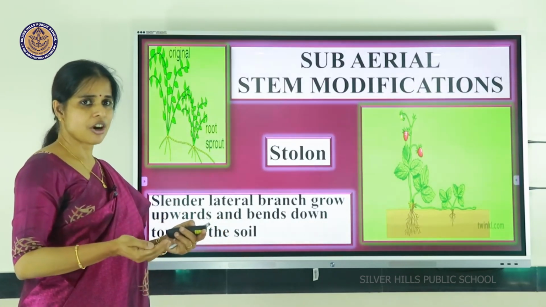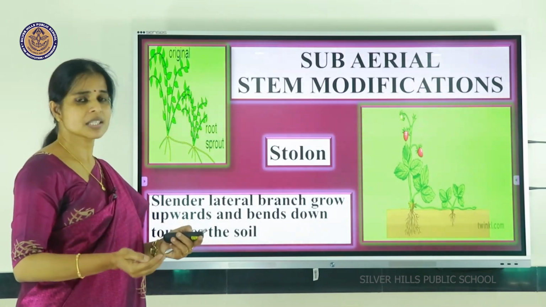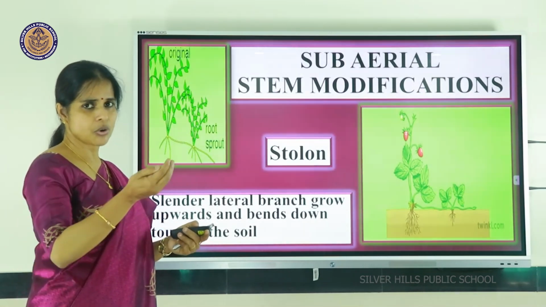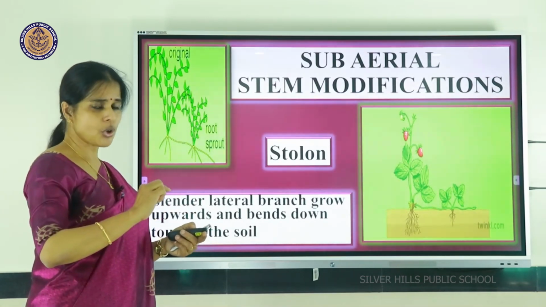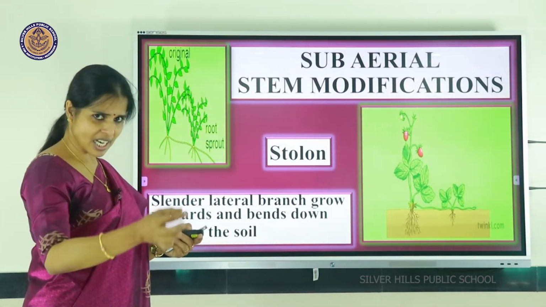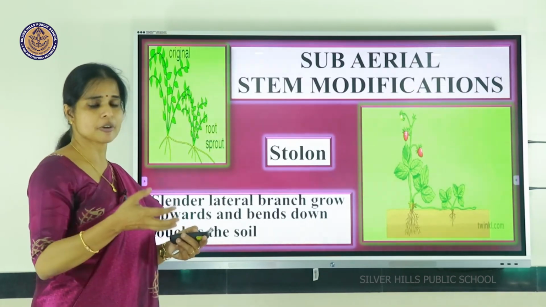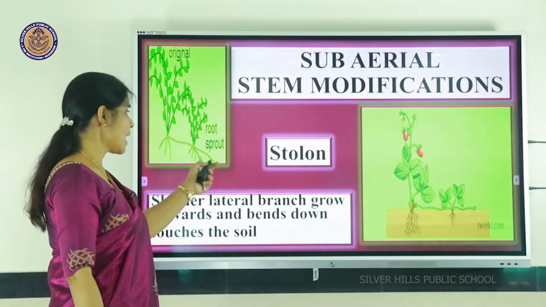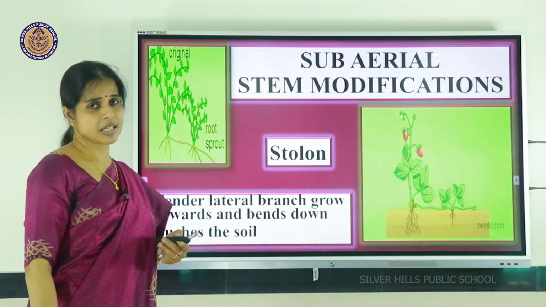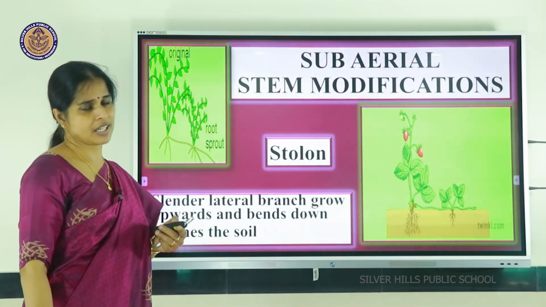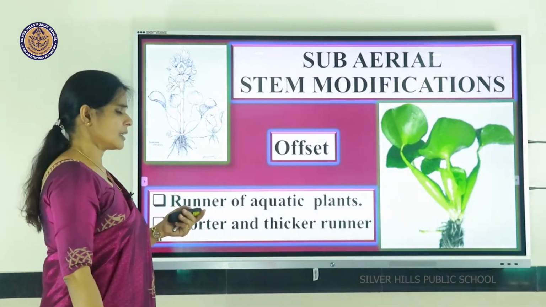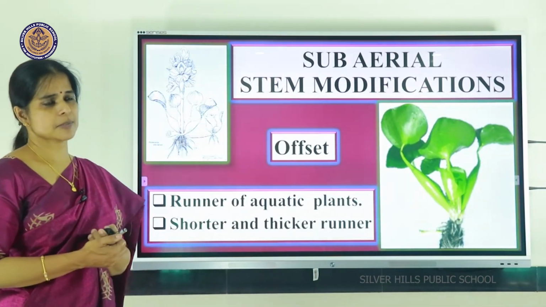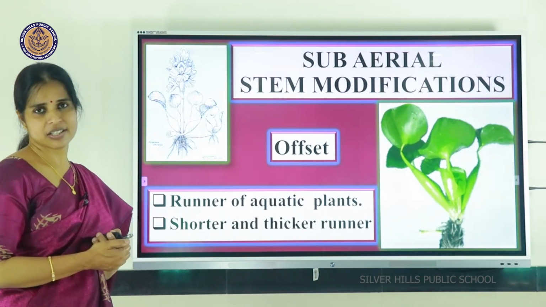Here, it is also a runner, but in this modification the stem grows to a certain height. A lateral branch develops, which grows up to a certain height. Then it starts bending and touches the soil. From that region, new roots develop and it can separate into a new plantlet. So, this helps in vegetative propagation, and this is quite common for jasmine, strawberry, etc.